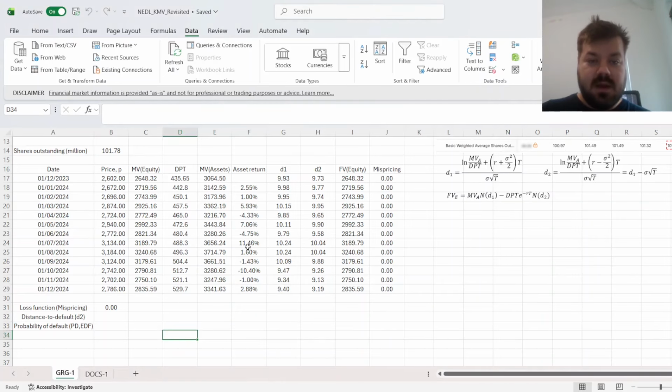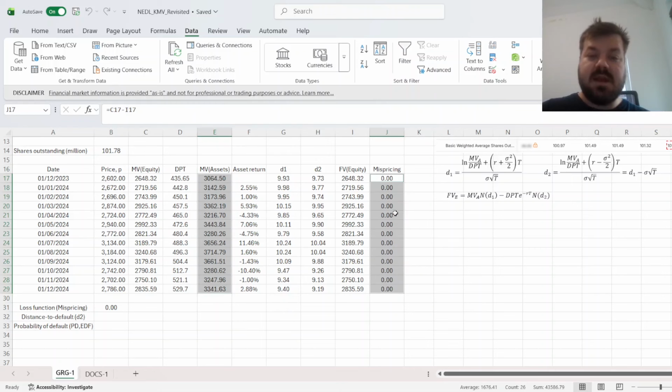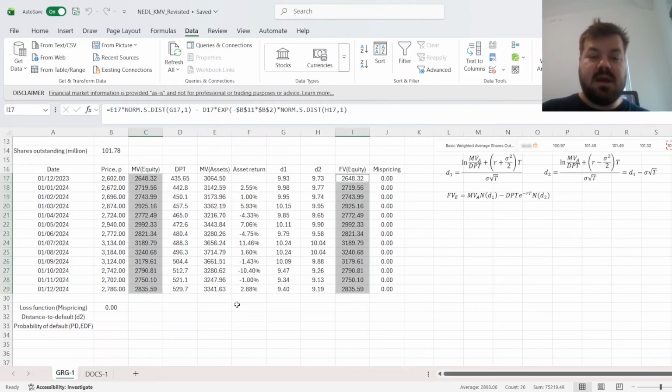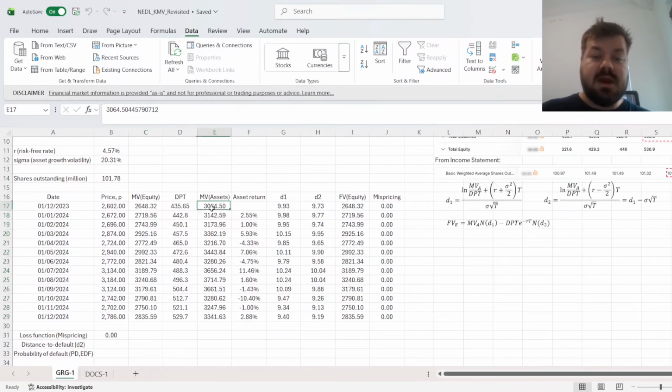And our solver has converged to market values of assets that minimized our mispricings. Again, just as I alluded, those mispricings are now set to 0. We can see that those values now match. And this has calculated the market values of assets that are consistent with the market pricing of equity, essentially.